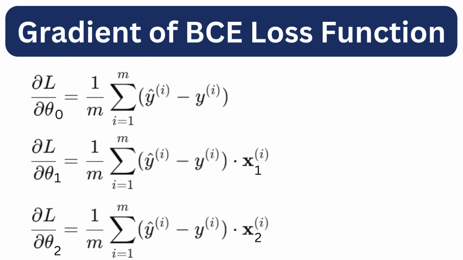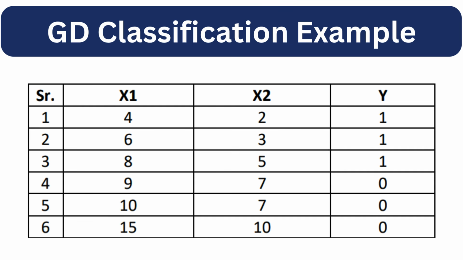So here are the final equations if we have two input variables and three parameters, theta 0, theta 1 and theta 2. We have added one more input variable because the example that we are going to solve contains two independent variables. So here is our data. It contains 6 training examples, two input variables x1 and x2, and one output variable, that is y.